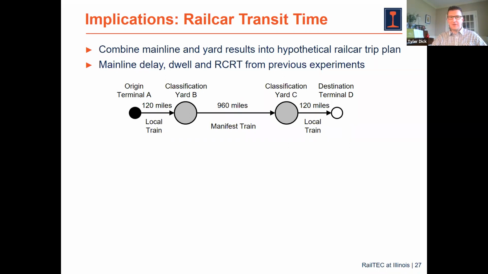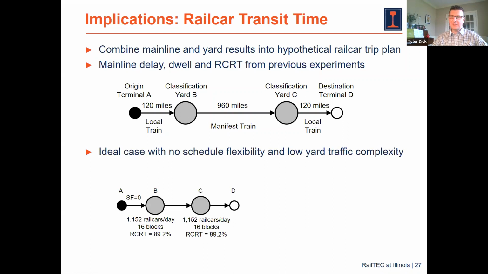And so if we take our mainline train delay, our yard dwell times, and our connections achieved from our previous experiments, we can just look at this simple model here of a rail car moving from our origin terminal A across a number of mainline links through to classification yards to our destination terminal D. And you can use these concepts that have been around for a while, the concept of PMake and probability of making connections, to look at what the potential distribution of trip times are for this movement based upon the performance of the main line and the connection reliability of the different terminals along the way.